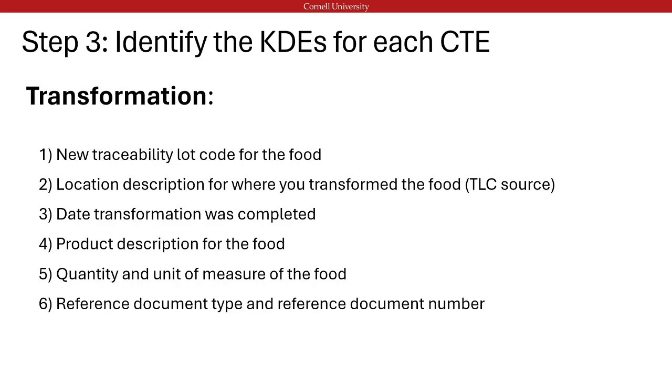Next, for transformation. In this case, this is one of the ones where you will actually have to assign a new traceability lot code for the food. So in this example, we have multiple different ingredients coming in for the bagged salad product. Each one of those has their own traceability lot code. Once those all get cut up and mixed together, then the product is now its own new traceability lot. So this new product that has been formed will be assigned its own traceability lot code by the processor. And that traceability lot code should be connected to the previous traceability lot codes of the products that were used as ingredients. That way the traceability chain does not get broken.